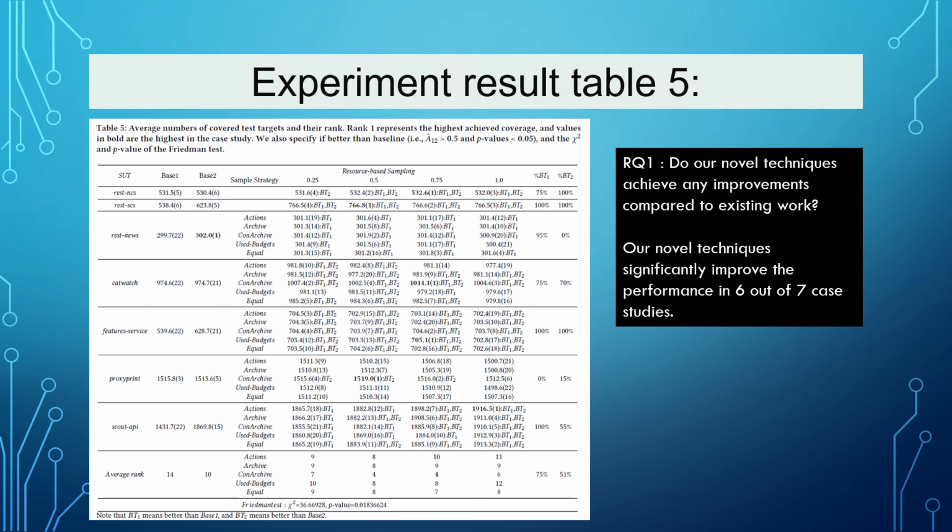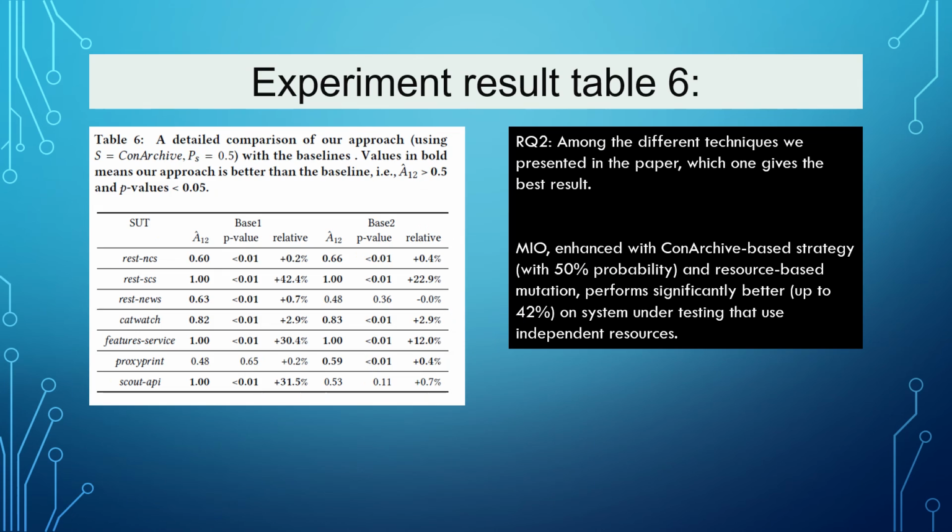In experiment table 5, we can see the paper's approach has the best overall result. The best average number of covered targets is obtained by the approach in 6 of 7 case studies, except REST news. From experiment results in table 6, we conclude that MIO enhanced with the con-archive-based strategy with 50% probability and resource-based mutation performs significantly better, up to 42%, on systems under test that use independent resources.